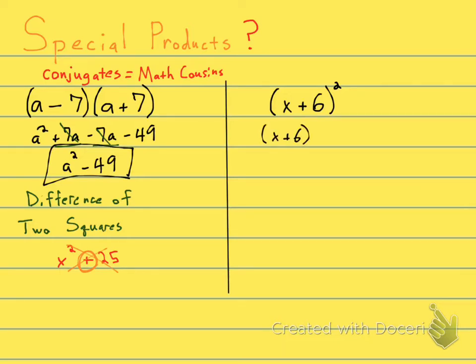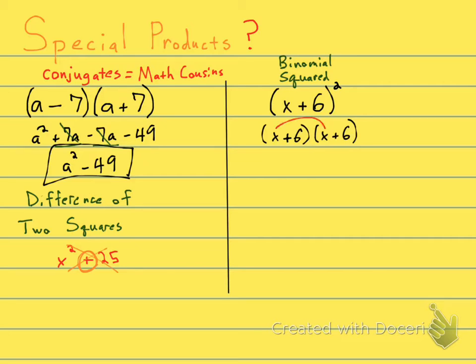Okay, so what I like to say is, when in doubt, write it out. But there's really nothing special about this now. We're just going to FOIL it like we would any two binomials.